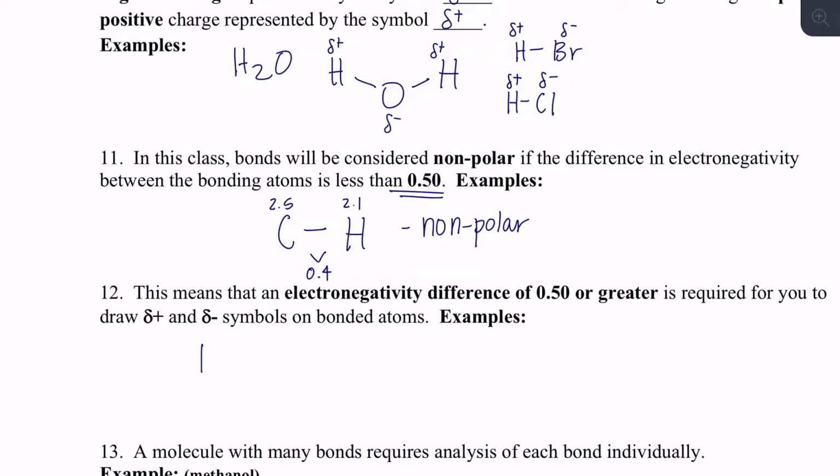Another example would be like nitrogen and fluorine making a bond. Nitrogen has an electronegativity of 3.0 and fluorine has an electronegativity of 4.0. So if we put those together, that means our fluorine has a delta minus because it's partially negative. It's going to pull the electron towards it. And nitrogen will get our partial plus because it's not going to have as much electron density around it.